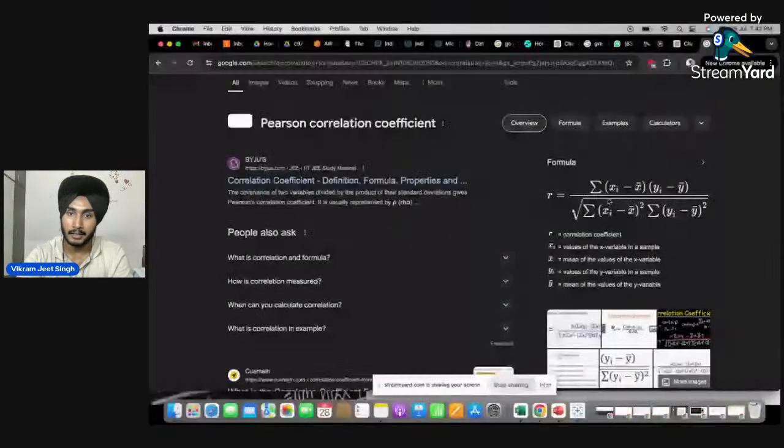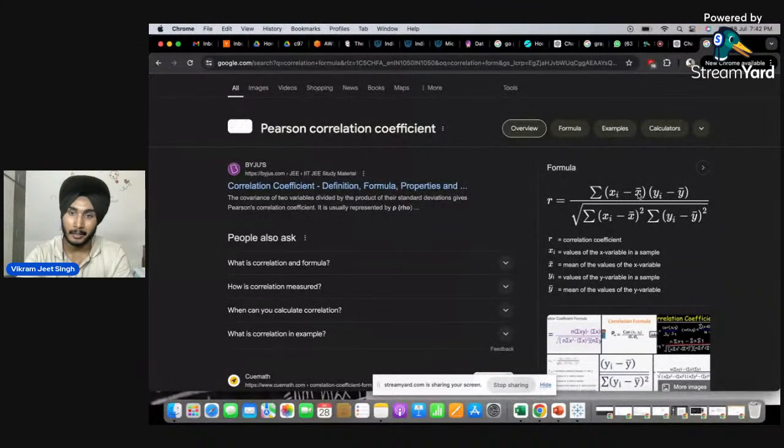So as we can see here, this is the formula for correlation analysis. It goes like xi minus x bar. We take the difference of each value from its mean and multiply it with the same for the other values, and then we take a square root and sum these up, and this is how it goes.